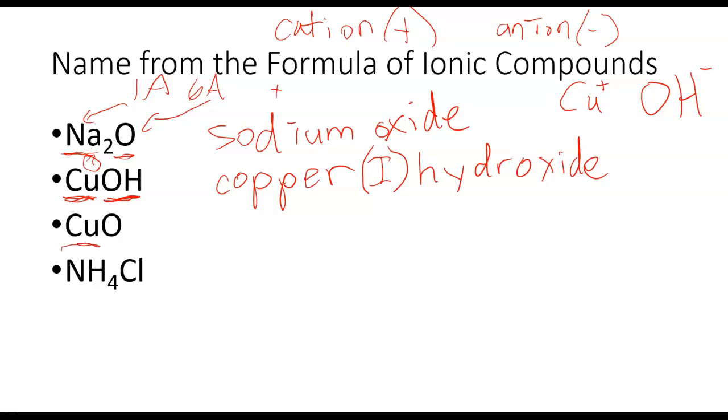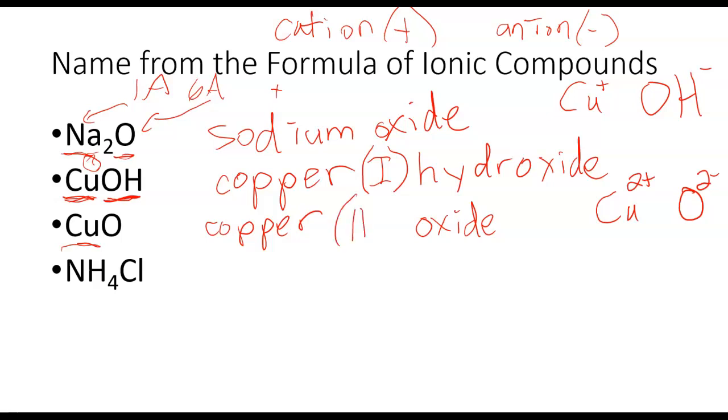This one, we've got copper again, but this time it's with oxide. Oxide has O2 minus, so the copper this time has to be 2 plus. So it's going to have a charge of 2, so copper 2 oxide.